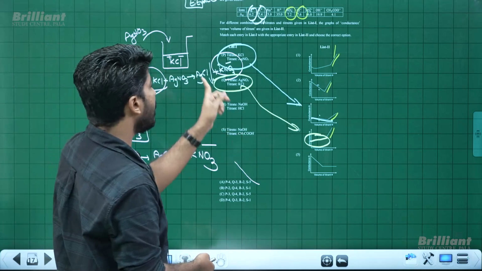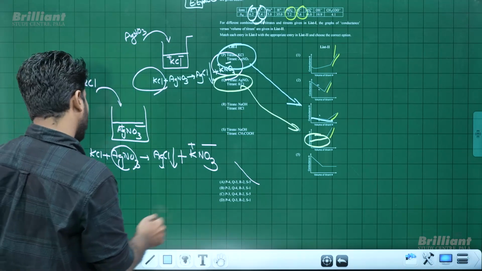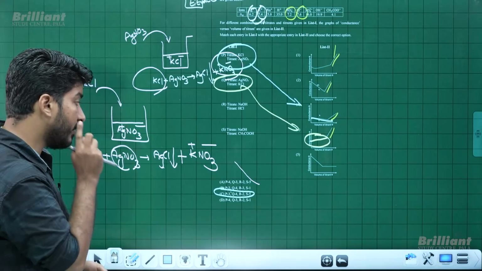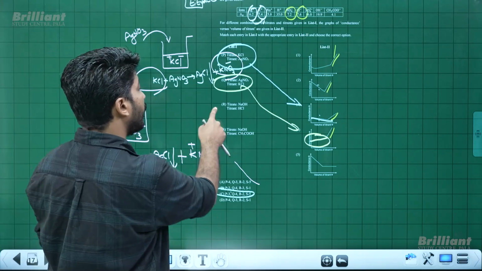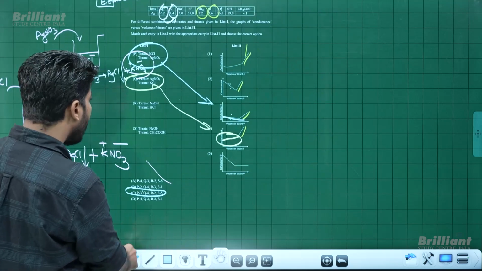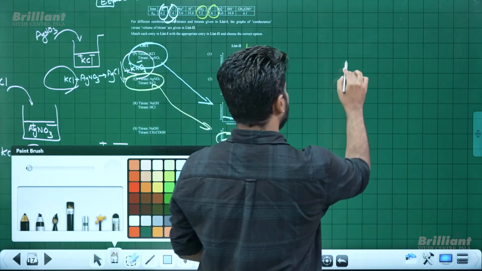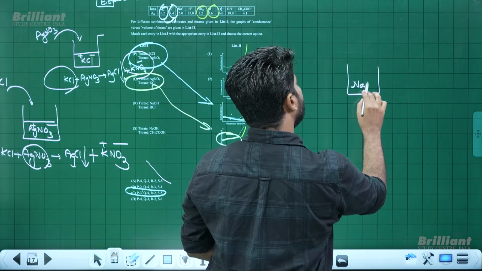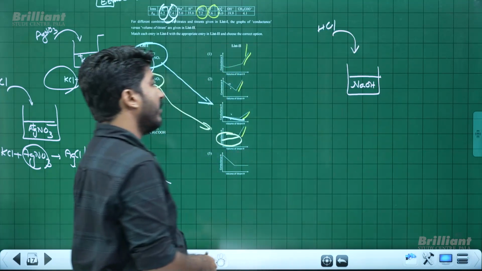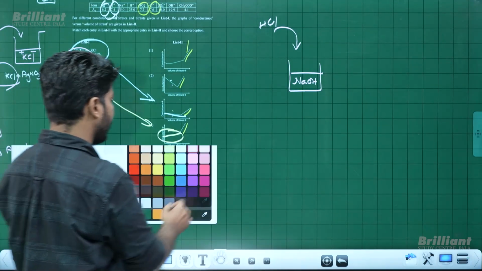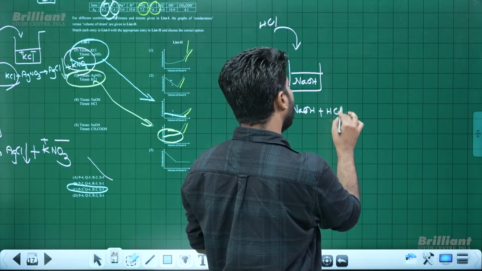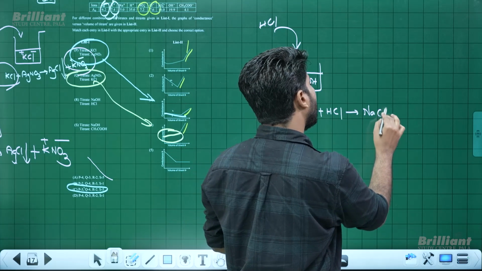Yes, so P3, Q4, our answer is almost fixed, but we need to cross check everything. So next one are NaOH and HCl, right? We are taking initially NaOH solution in the beaker and adding HCl dropwise. The neutralization reaction happens. NaOH plus HCl will give us NaCl plus H2O.